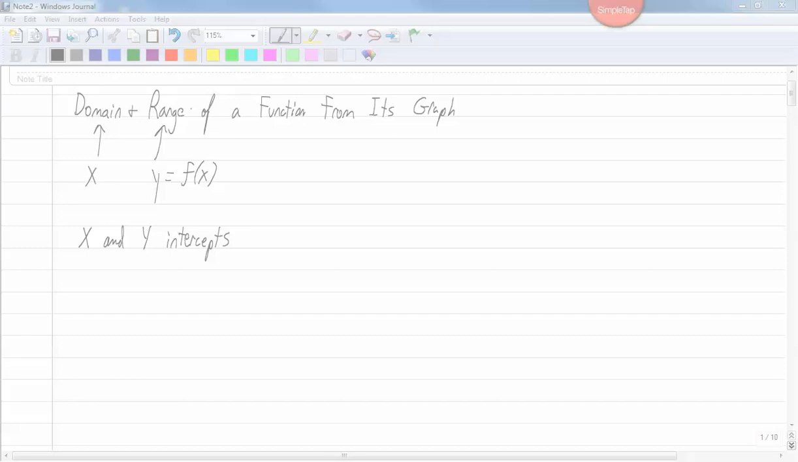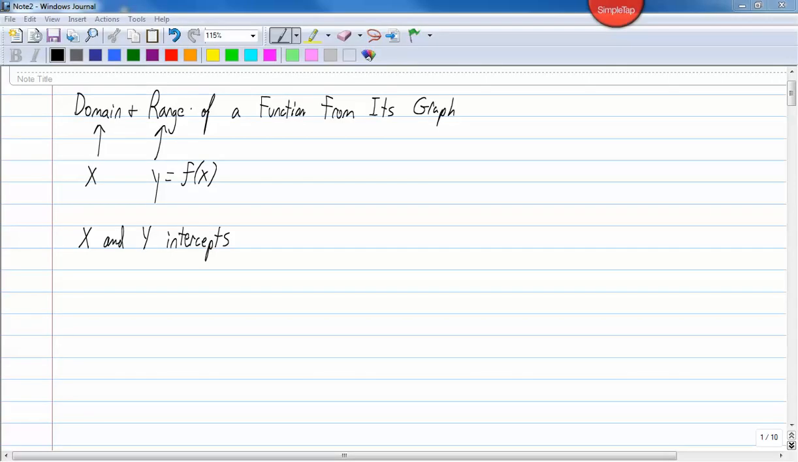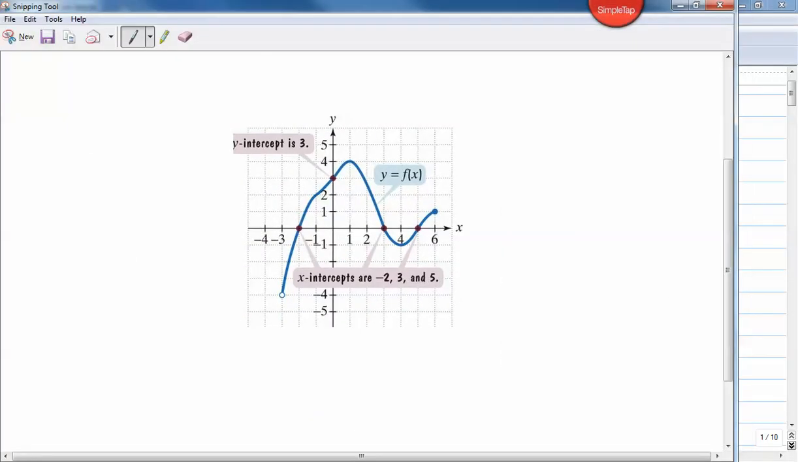For example, this graph here, it touches the y-axis at 3. So the y-intercept is 3. Alright, the way that you can write that as an ordered pair is, how many on the x is this? 0. And then it touches at 3. So this right here, 0, 3, that's the point that is the y-intercept.